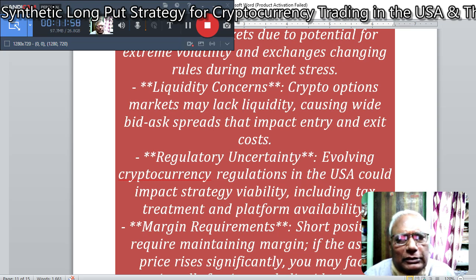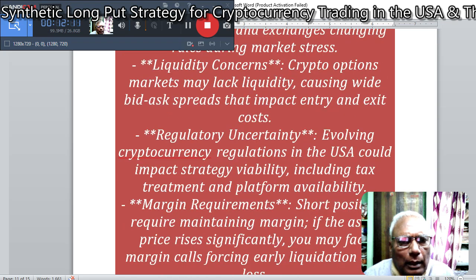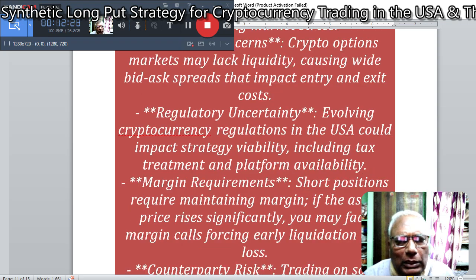Liquidity concerns: the crypto options market may lack liquidity, causing wide bid-ask spreads that impact entry and exit costs. Regulatory uncertainty is evolving: cryptocurrency regulation in the USA could impact strategy viability, including tax treatment and platform availability.